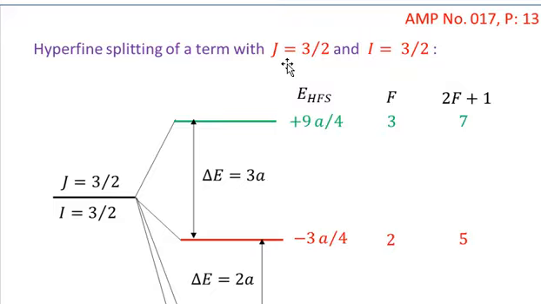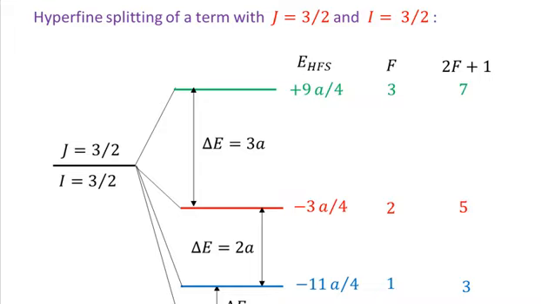Consider the hyperfine splitting of a term with J equal to 3 by 2 and I equal to 3 by 2. Here we are assuming a case where the value of J is equal to 3 by 2, and the nuclear spin I is also equal to 3 by 2. If we have these two values, let's construct the splitting of the hyperfine structure. On the left hand side I have represented J as 3 by 2 and I as 3 by 2, and you see that I have shown this whole spectrum.